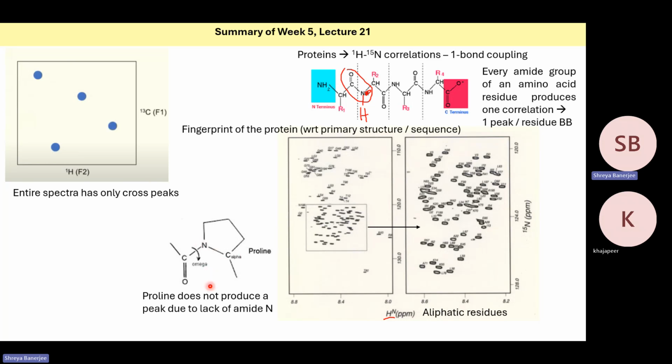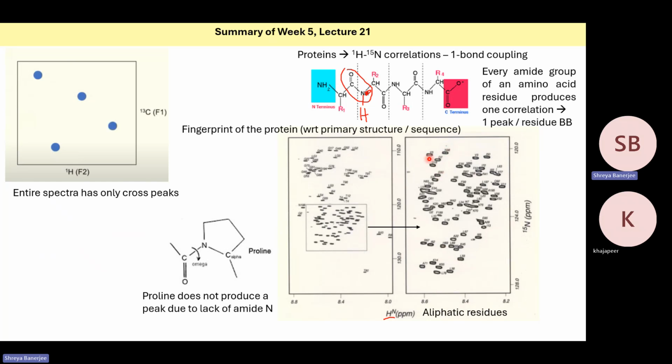If no NH is there, there is no NH correlation, and proline will not have a peak. So with the exception of proline and two other amino acids, glutamine and asparagine, which we'll see later, all other amino acids have just one NH. And so there will be one peak per residue. And here basically you can see this portion that is quite crowded is the aliphatic residues. It has been expanded, and you can see that there is some labeling on each peak.